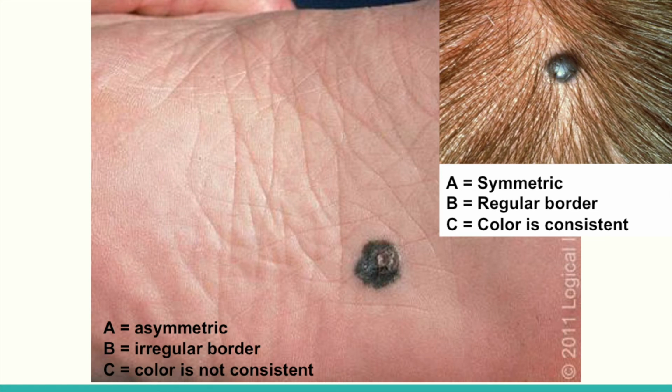And once again, we have two dark moles, but the one in the larger picture is melanoma. Again, the border has got notches in it. It's not symmetric. The color is not completely inconsistent, but it's also not consistent. Whereas in the top right-hand corner, we have symmetry, we have a regular border, and the color is consistent throughout the lesion. So again, the one on the top right-hand corner is normal. The one in the larger picture is melanoma.